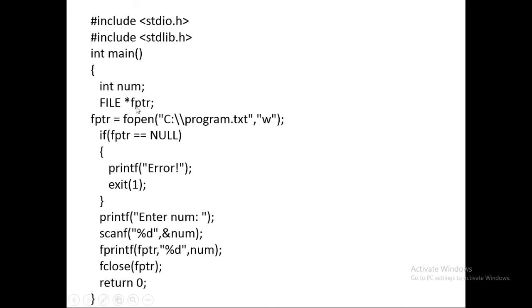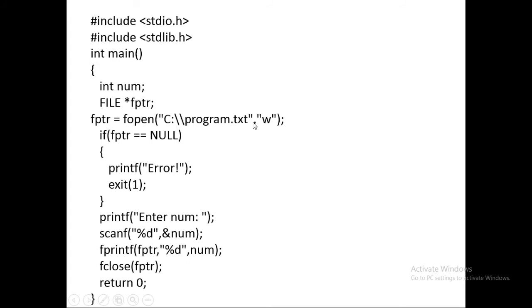Now this fptr is the file pointer for this file creator we are using. fptr is equal to fopen of, that is the C drive we have. If you have the E drive or D drive in your system, you can put any drive here, or if you want to include your folder name, you can put the folder here, and save the file name as program.txt.